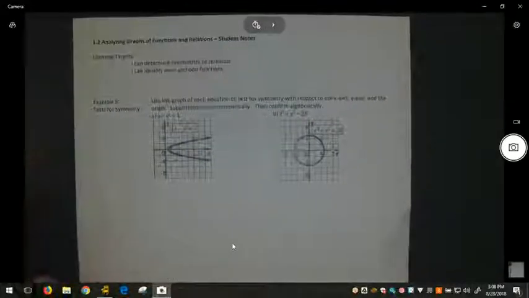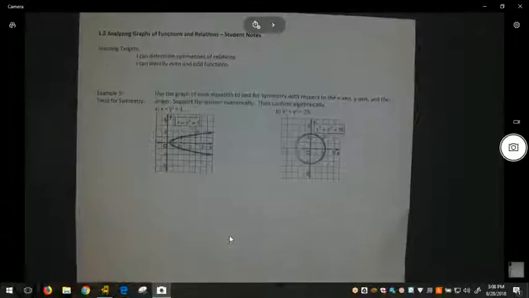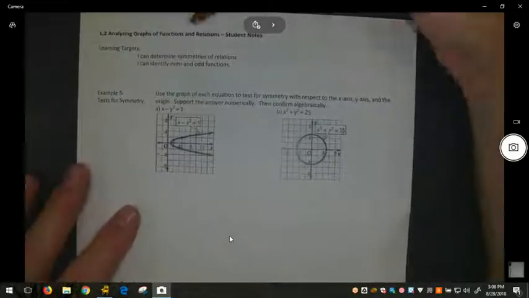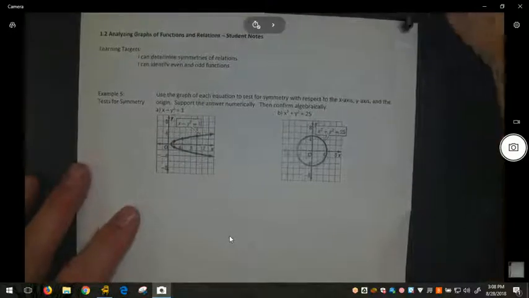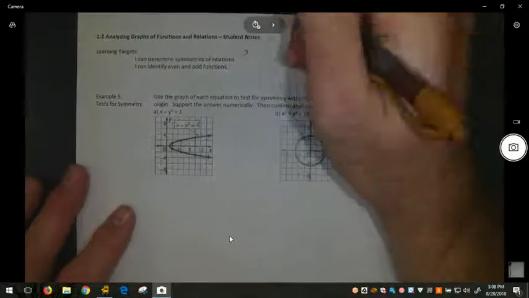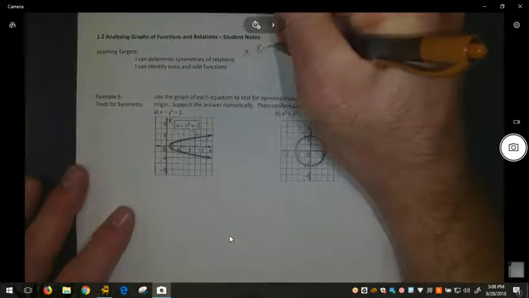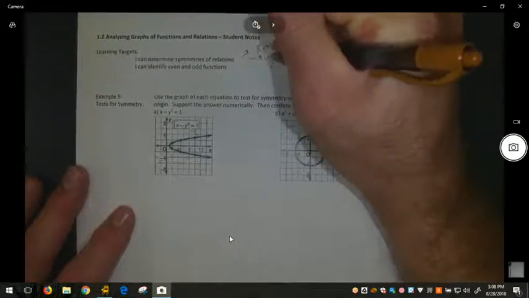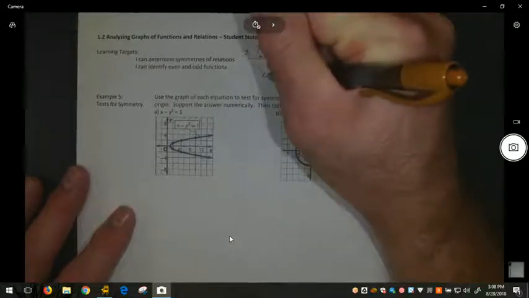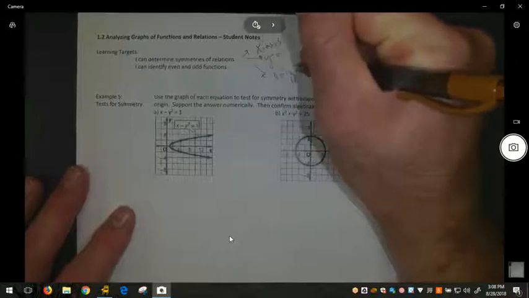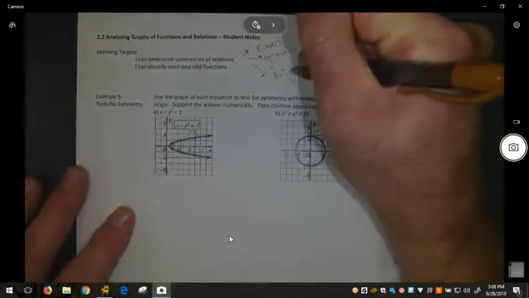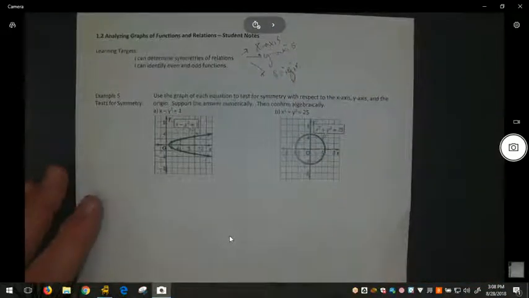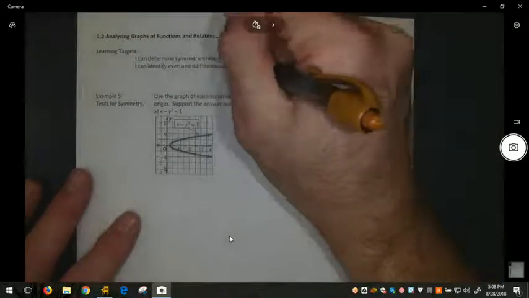Welcome to Pre-Calc Lesson 1.2, Lesson Summary. In the explorations that we did in class today, we explored different types of symmetries for relations. In particular, symmetries with the x-axis, the y-axis, and symmetry with the origin, also known as rotational symmetry of 180 degrees. That was for relations.